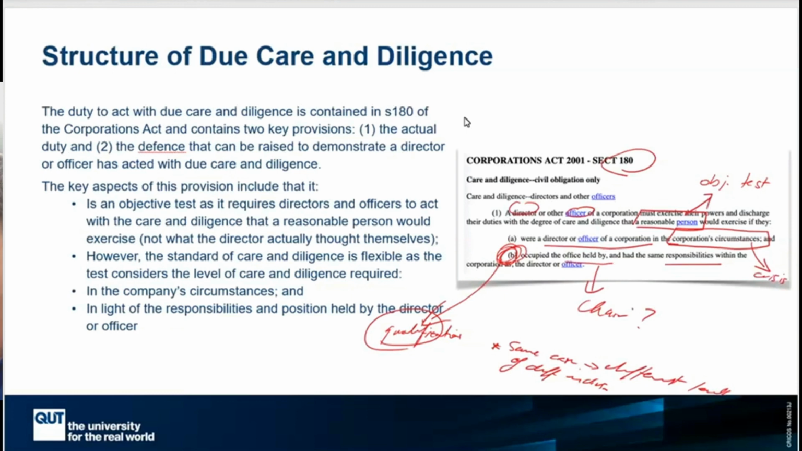So you've got to look really at all of the materials that a board has, say its succession plan, a skills matrix, the letters of appointment. All of those things go into determining what the office held by a director actually involves.